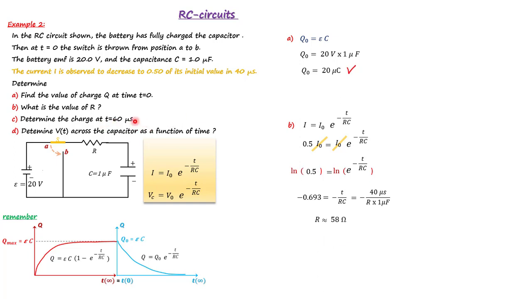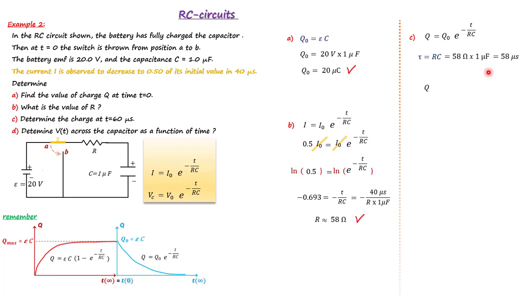Now let's find out the charge at 60 microseconds. Well, for this charging process, charge is Q0 e to the minus t over RC. So let me write it down here. Q0 e to the minus t over RC. So what is Q0? I already know Q0. Before finding Q, let's first calculate RC, the time constant. So this is 58 times 1 microfarad, and this is 58 microseconds.